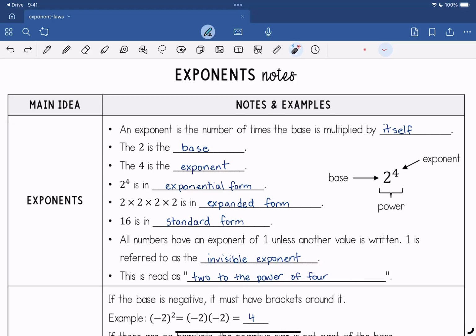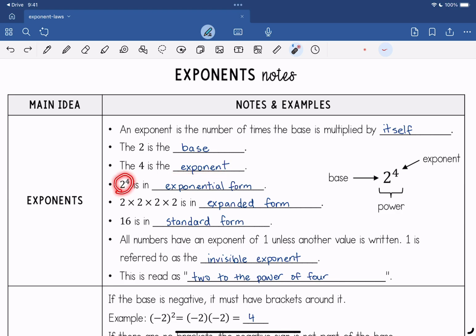Exponents. An exponent is the number of times the base is multiplied by itself. So here in the example, we have 2 to the power of 4. The 2 is the base, 4 is the exponent, and the whole thing itself is a power. So if we look at the definitions written on the left, 2 is the base, 4 is the exponent.